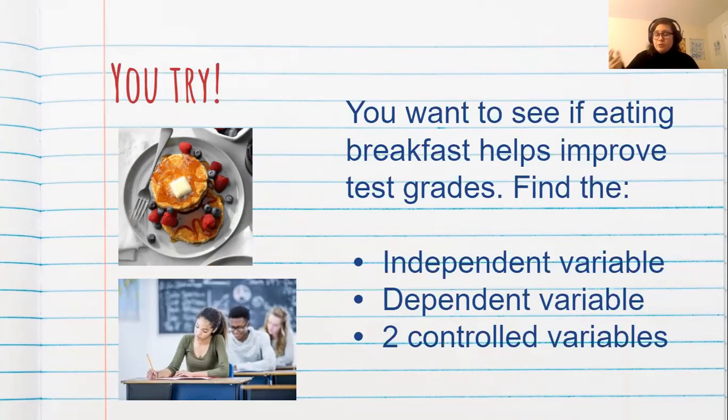Some controlled variables that you might have in this experiment, you might want to control the amount of breakfast that the breakfast eaters are having. You want to make sure they all have the same amount. You might want to make sure that they all have the exact same breakfast. You probably want to make sure that all of the test takers are taking the same test, they're taking the test at the same time, and that they're taking it in the same room. Again, you want as many things to be the same across the different trials so that only your independent variable could be changing the outcome.